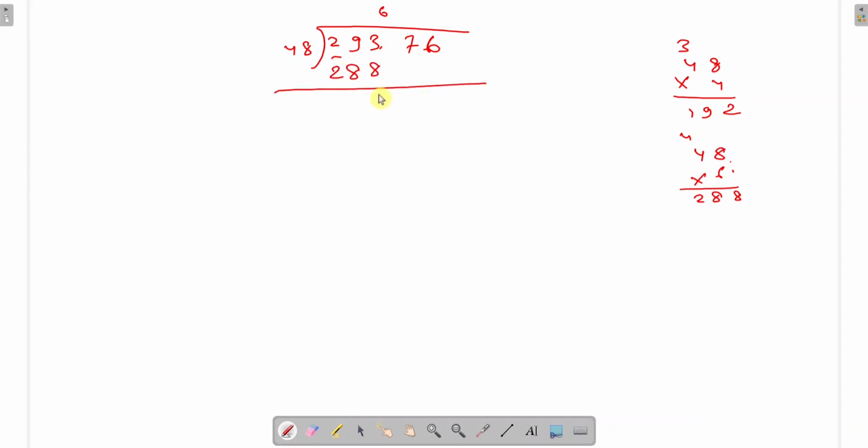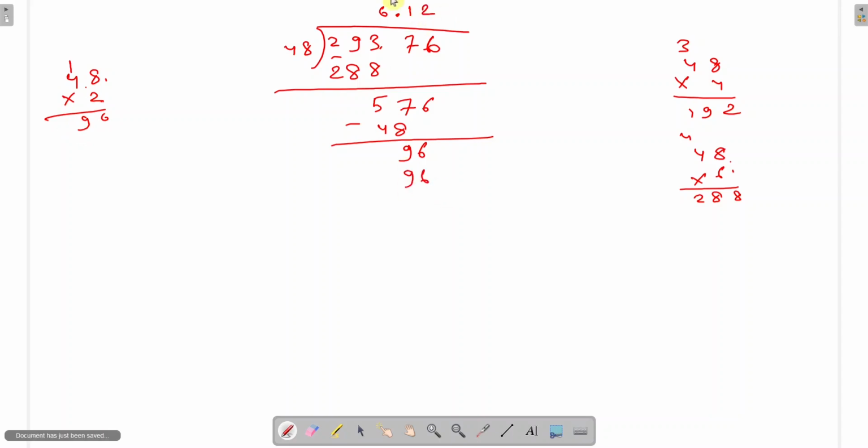So how many remains? So 5 here, right? Then point, then we can bring 7 6 down. So 48 times 1 is 48, then what remains is 9, then 6 we can take it here. So 48 times 2, let us see, 8 2s are 16, 2 4s are 8 plus 1 is 9. Yeah, so 96. So 6.12 is the answer.